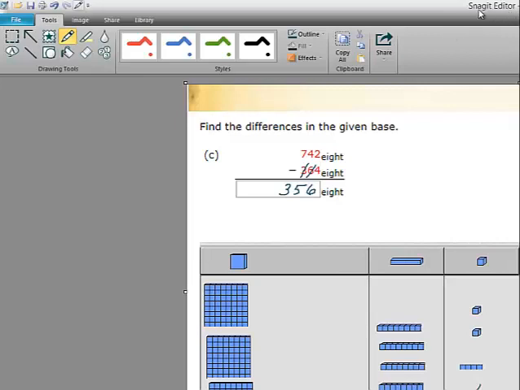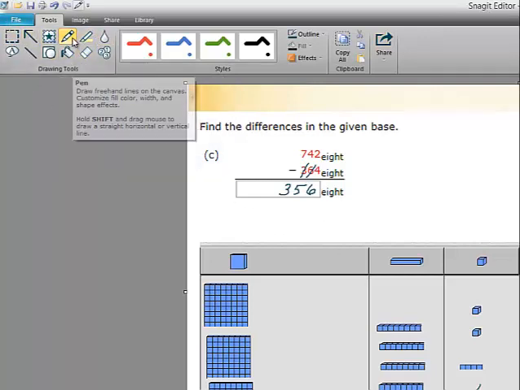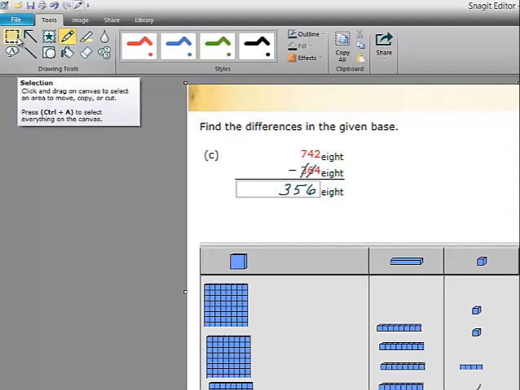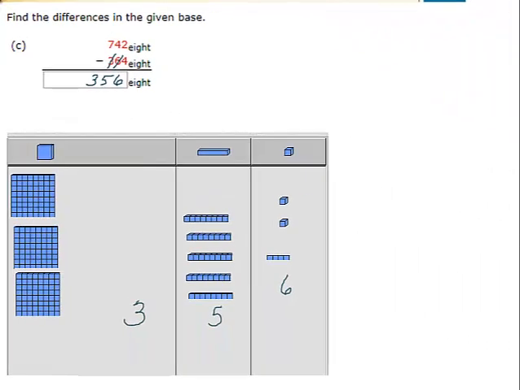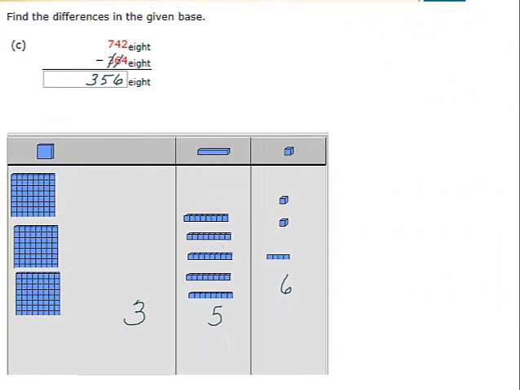So just to show you what I'm doing, I have Snagit, that's what I use, and I'm using these tools here to copy and paste. This is my pen, this is what I use to cut out with, and there's my fill tool. I'm sure you're all familiar with those, but I'm just copying and pasting and just moving things around.